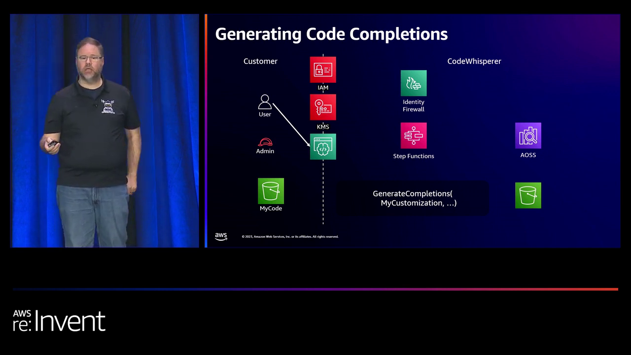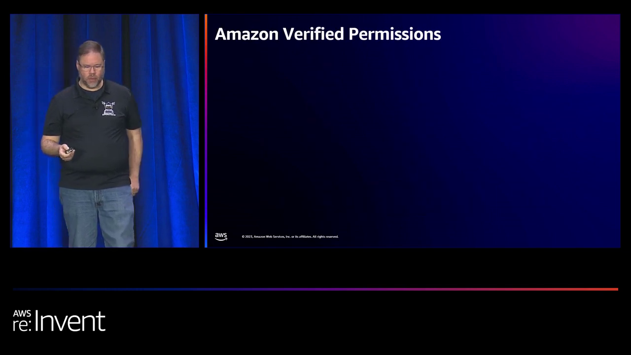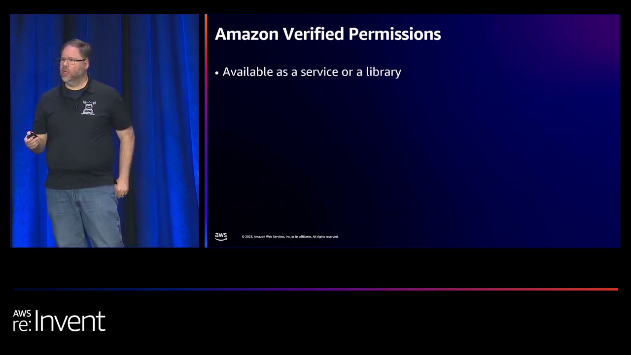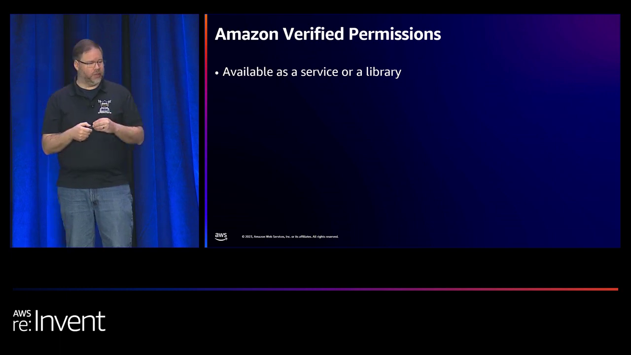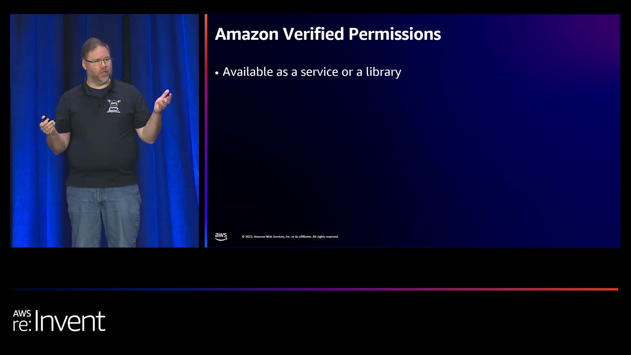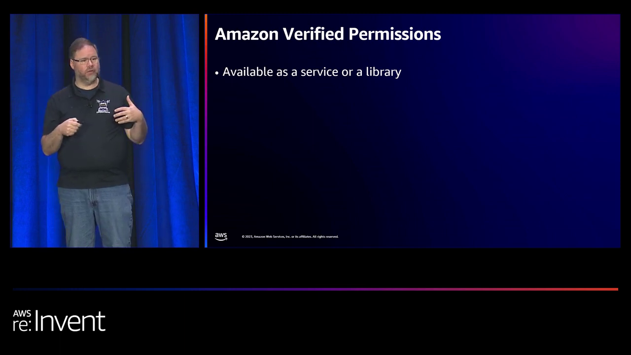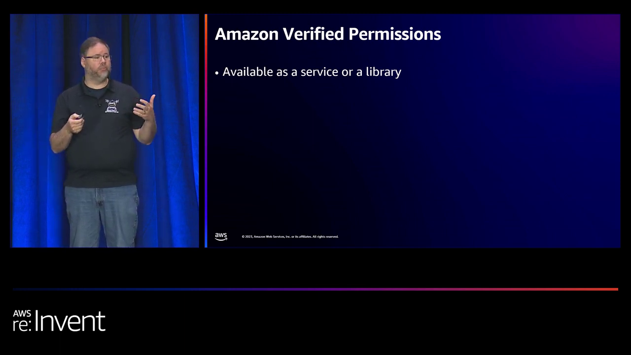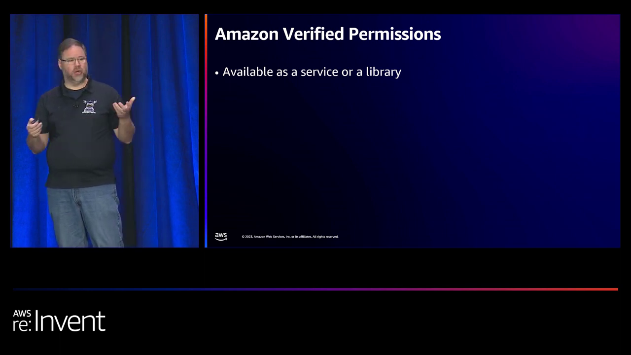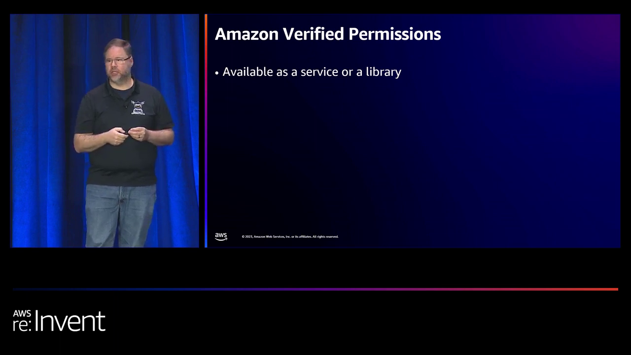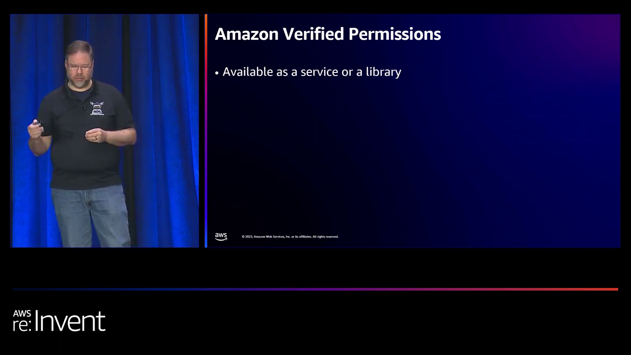Rather than asking the CodeWhisperer team to build this, we're using Amazon Verified Permissions. This is a public service. It's offered to all of our customers. Also, the Cedar language that's running underneath of Amazon Verified Permissions is open source. You can download it, you can build it into your own code, you can use it to build your own authorization services. But in this case, we're using Amazon Verified Permissions, the publicly available service.